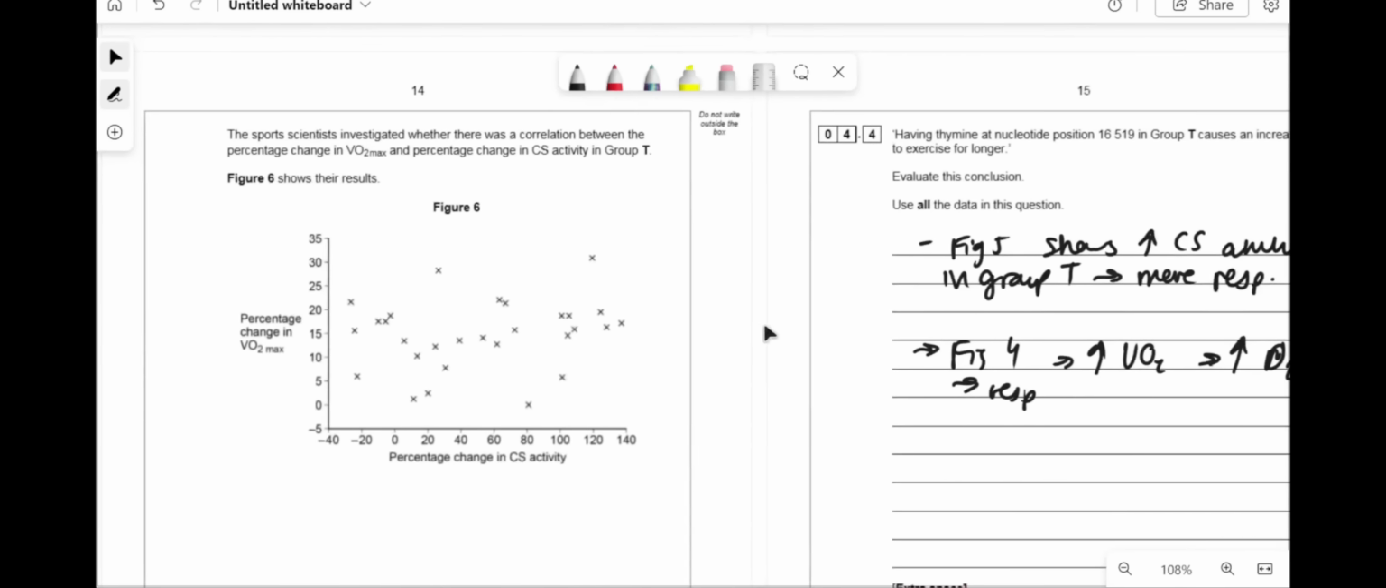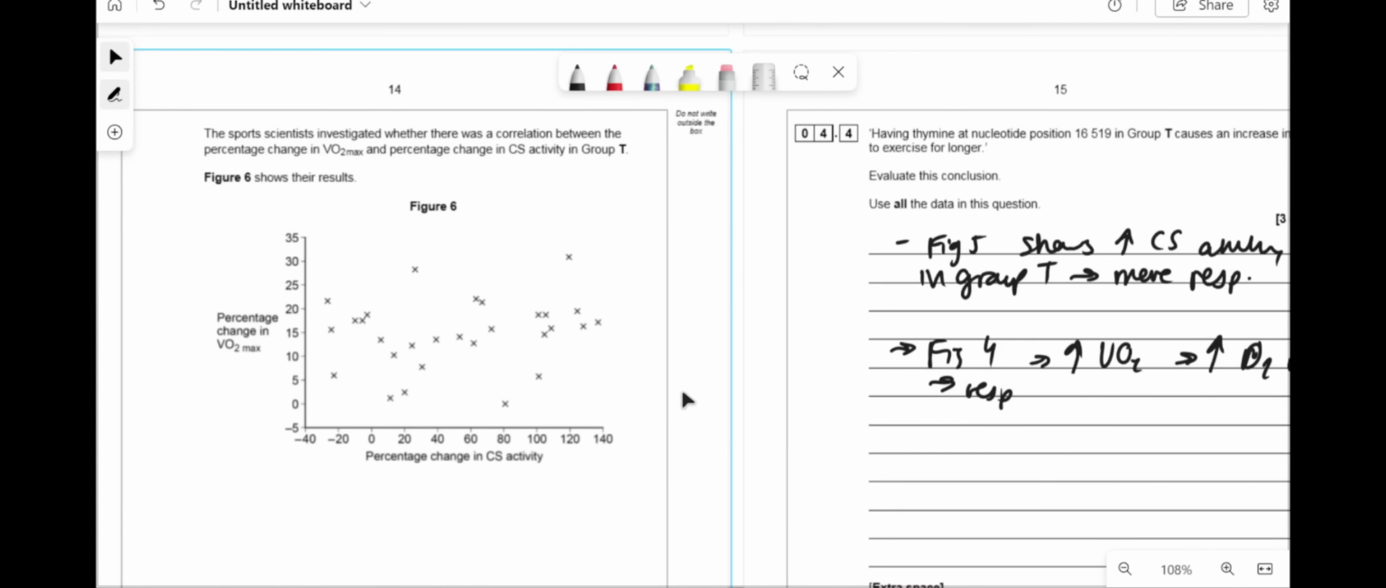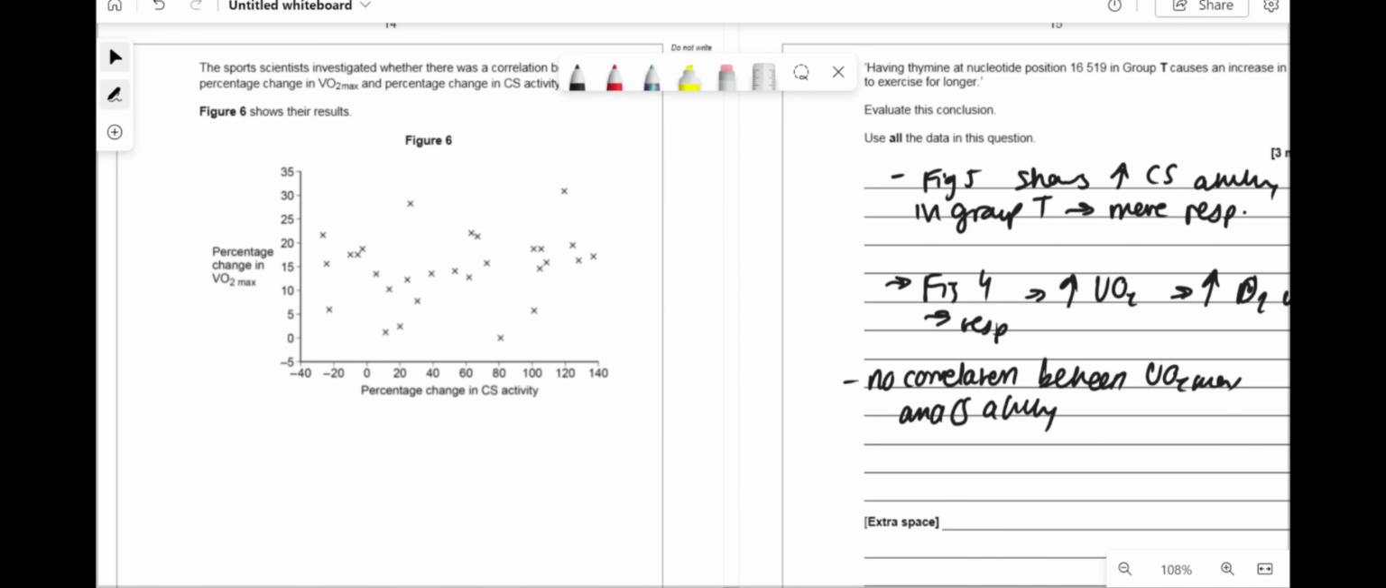However, there's no correlation between the percentage change in VO2 max and CS activity. So what that might imply is that these two are not the only measures that are involved in respiration and activity for longer. There might be other factors involved. Other things you can mention are that they didn't really exercise for very long. They did 8 minutes. Like, that's not really that useful.